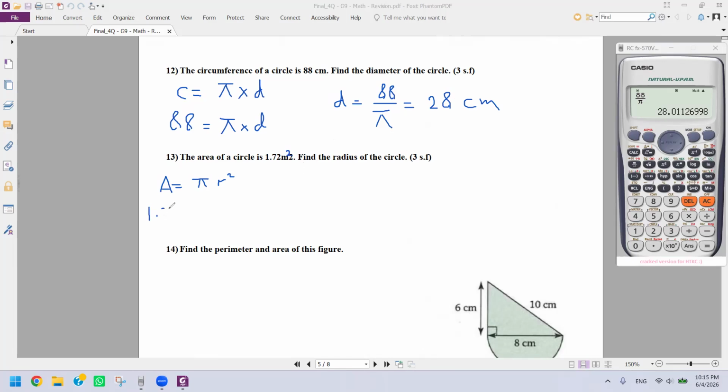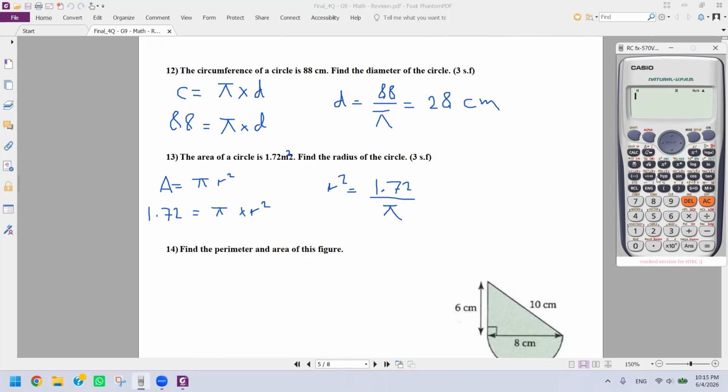Area is 1.72 equals pi times r squared. First of all, how can I keep r alone? I divide by pi. So r squared is equal to 1.72 over pi.